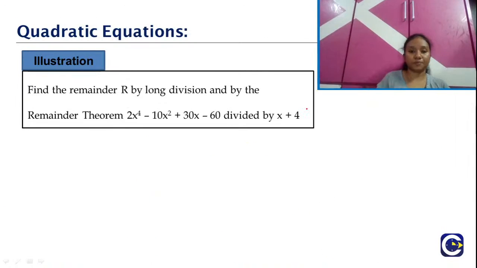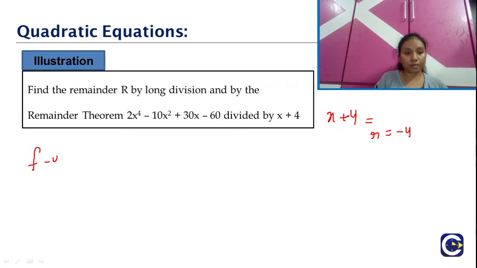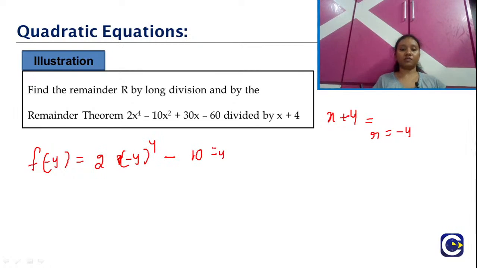So let's check it. Here x plus 4 is the factor given, so our r value will be minus 4. Yes or no, guys? So let's substitute. So f of minus 4 will be equal to minus 4 power 4 minus 10 into minus 4 square plus 30 into minus 4, guys, minus 60.